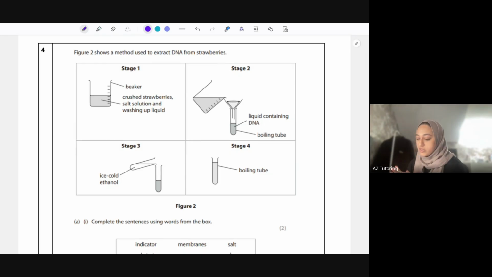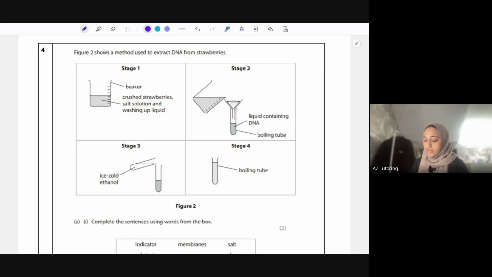Okay, figure 2 shows a method used to extract DNA from strawberries. So they've given you stages. Let's have a look at the stages. Always understand it before just jumping straight into the question. Stage 1, they've got a beaker with crushed strawberries inside with salt solution and washing up liquid. Stage 2, you can see they're pouring the solution into a funnel, and it looks like there's filter paper there. What they're doing is filtering out the liquid containing the DNA into that tube, and I guess leaving everything else behind.